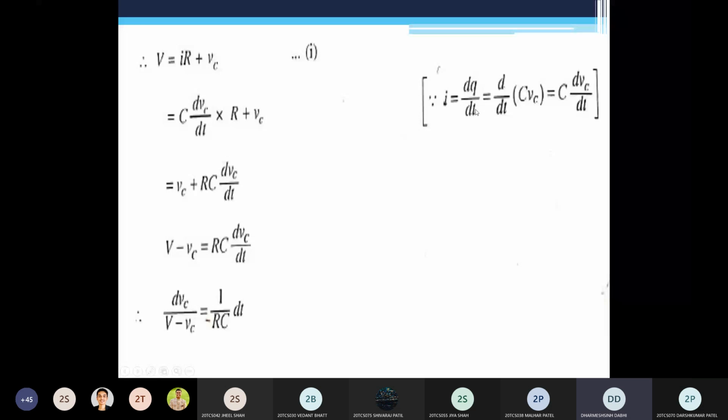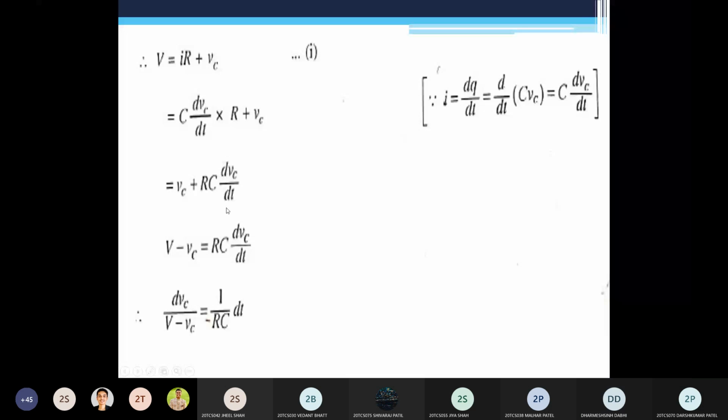So q is what? C into vc. vc is the voltage across the capacitor. C is the capacitance of the capacitor. C is constant. So i is equal to C into dvc divided by dt. Here c is a subscript. Okay. It is not a multiplication by the capacitor. It is v subscript c, voltage across the capacitor. So replace the value of i, C dvc by dt, here in this equation number 1. So that becomes V is equal to C dvc by dt into R plus the voltage across the capacitor.